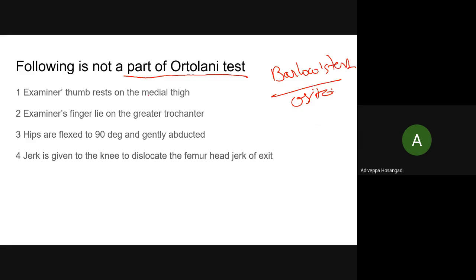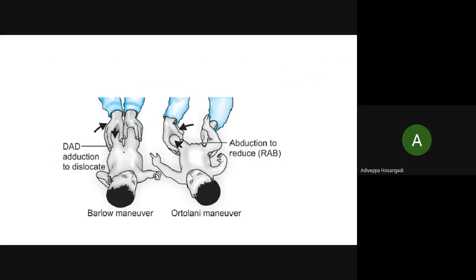Examiner's thumb rests on the medial thigh, very right. Examiner's fingers lie on the trochanter, true. Hips are flexed at 90 degrees and gently abducted. Yes, very right. A jerk is given to the knee to dislocate it? No. So this picture you please remember. You can see some YouTube videos also. Once you remember, you will never forget it.